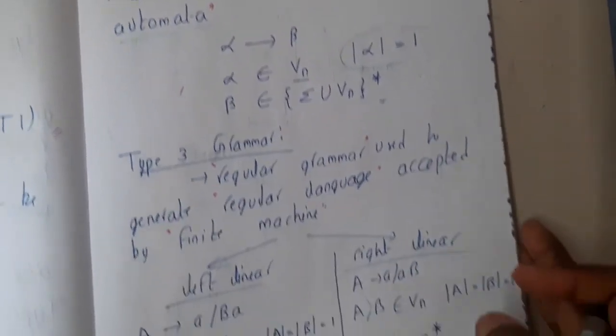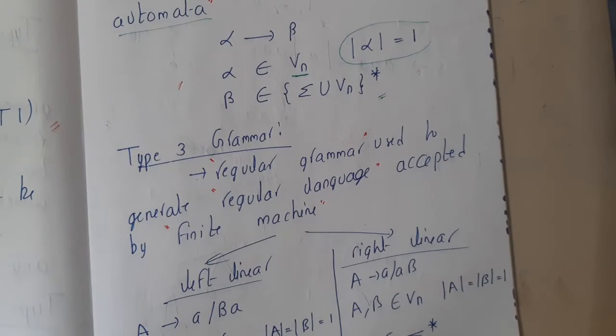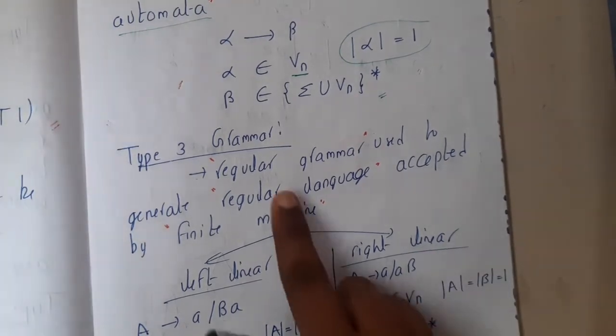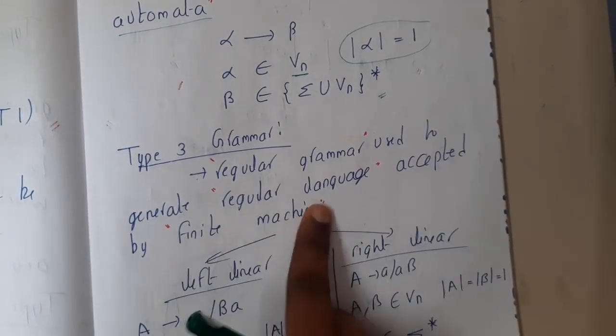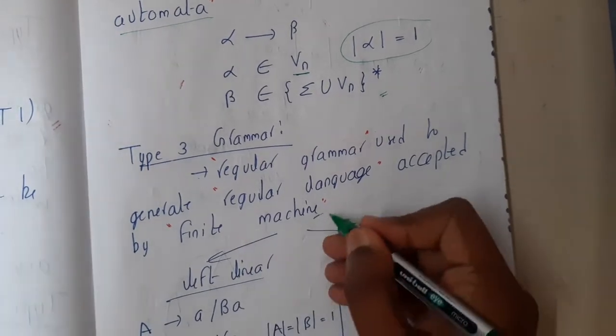Similarly, type 3 grammar, which we are going to learn in the next lectures, is a regular grammar used to generate regular languages accepted by finite automata.